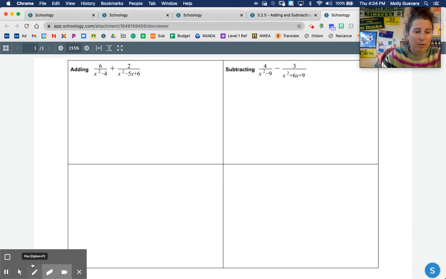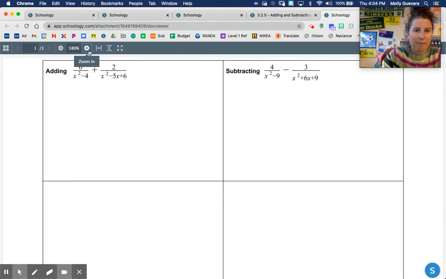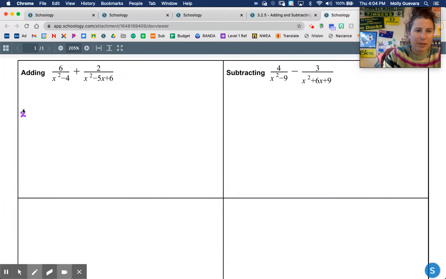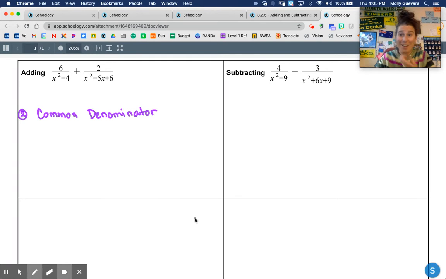Okay, and I am going to actually zoom back in here because I'm not really able to write small enough to make it work. Okay, so there we go. Step 2 is to find a common denominator. So when we are adding or subtracting fractions, we have to have a common denominator. If we don't, we're not able to add them.